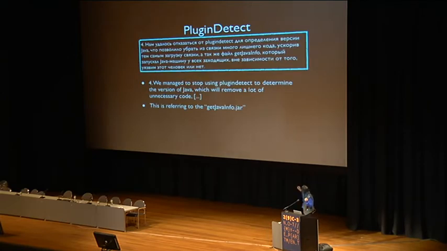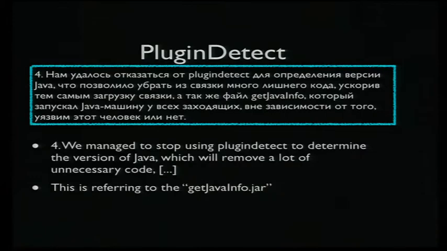And actually, there was a bit of confusion about this, which also confused me initially. I think it was in the 2.0 announcement. I should have labeled it. It said that they'd stopped using plugin detect, but it turns out there was just one module. It was the Java module out of plugin detect, which is basically the getJavaInfo.jar file.